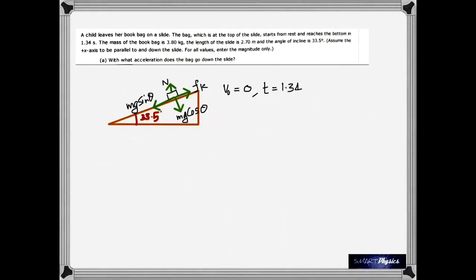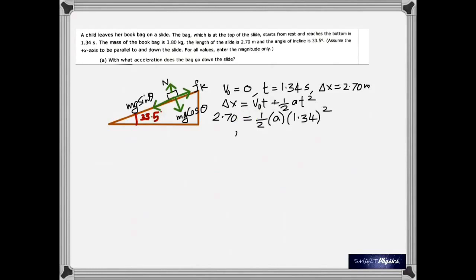Now, the initial velocity is 0. The time taken is 1.34 seconds. The displacement is 2.70 meter. And then we have to find the acceleration. We use the equation delta x is equal to v naught t plus 1/2 at squared, and substitute what is given. Of course, the first term here becomes 0 because v naught is 0. So when you work that out, you get 3.01 meter per second squared.